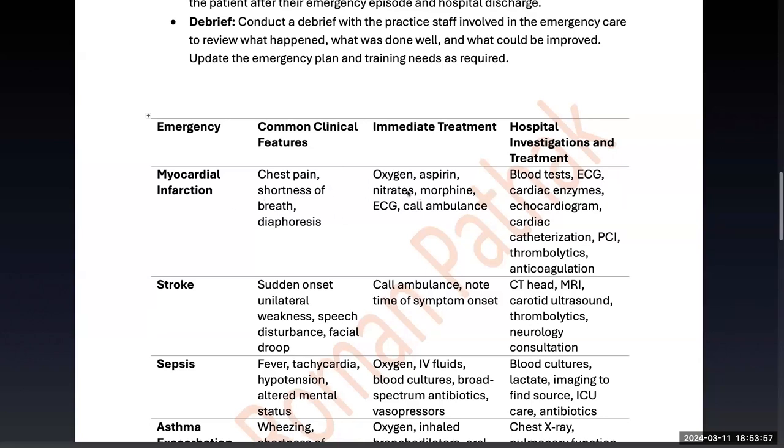So here, for example, I have written that you will give oxygen, aspirin, nitrates, and morphine, you'll do an ECG, and you'll call the ambulance. But do you have morphine in your clinic or not? For example, my clinic does not have morphine, so I cannot give morphine to the patient. Instead, we have sevoflurane. We just have the sevoflurane spray and we give this to the patient. Now you might be wondering, but it will be quite painful for the patient. Yes, I know, but we don't keep morphine.